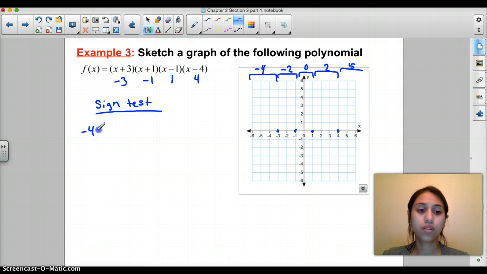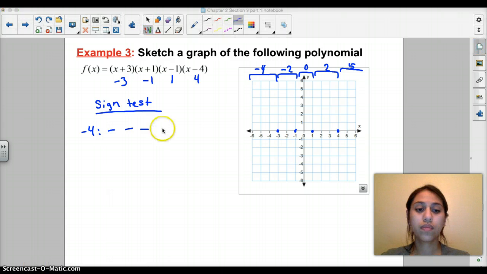So negative 4, plugging that into this function for x, we'll get negative 4 plus 3 is negative value. Negative 4 plus 1 is negative. Negative 4 minus 1, negative. Negative 4 minus 4 is negative. Okay, so if we multiply all of these, negative times negative is a positive times a negative. Negative. Negative times negative is a positive.